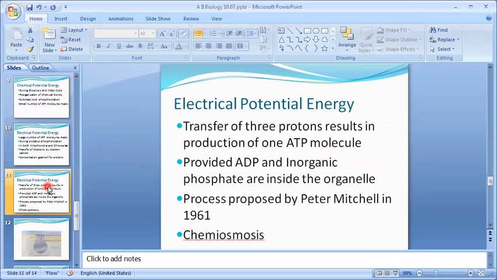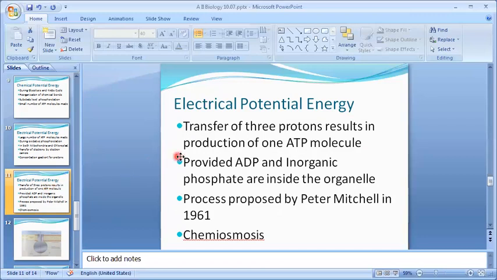Then you see, when protons are moving back into the matrix by the process of facilitated diffusion, ATP synthase is a part of that protein through which protons are moving. And this ATP synthase is the enzyme which is used to catalyze the synthesis of ATP from ADP and inorganic phosphate.